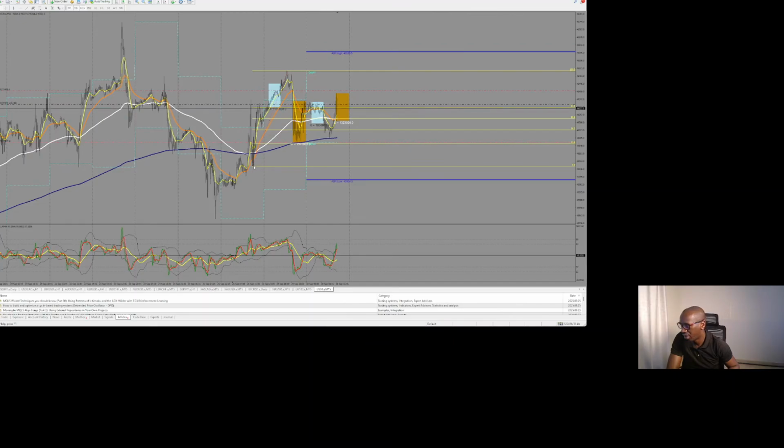There should also be liquidity below these lows right here. So again, at this point, we have quite a decision to make. But for now, we can just comment, set our TP right here.